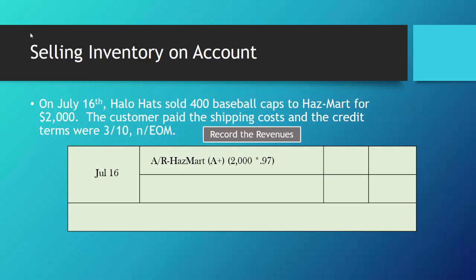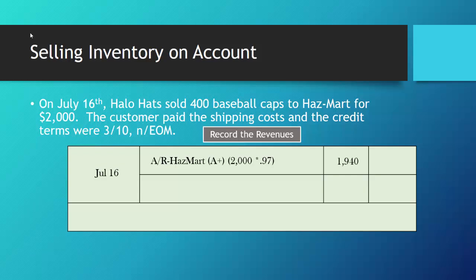We're abiding by this conservatism principle, which means we expect every customer we sell to pay within the discount period. We can't put this full receivable on the books at $2,000 because we don't expect them to send us $2,000. We expect them to send us that $2,000 less the 3% discount because we expect them to pay within 10 days. So if they do get that 3% discount, they're only going to send us 97% of the amount that we billed them for, which is $1,940. So we put Hasmart's receivable on the books at $1,940.